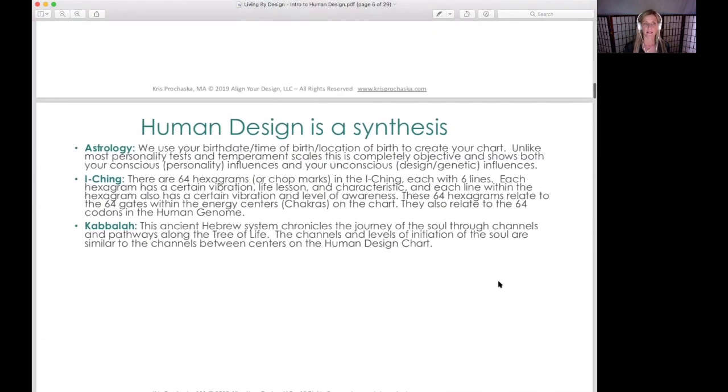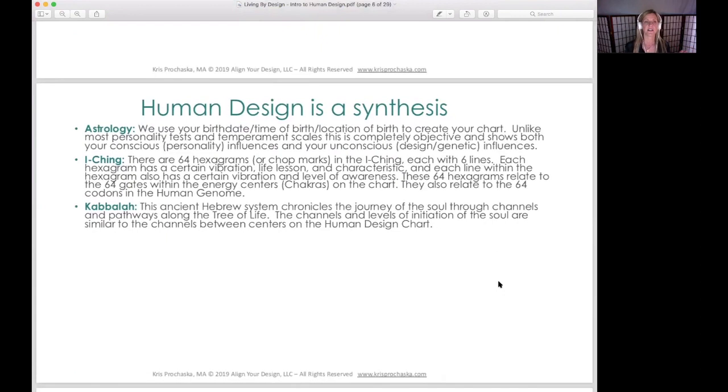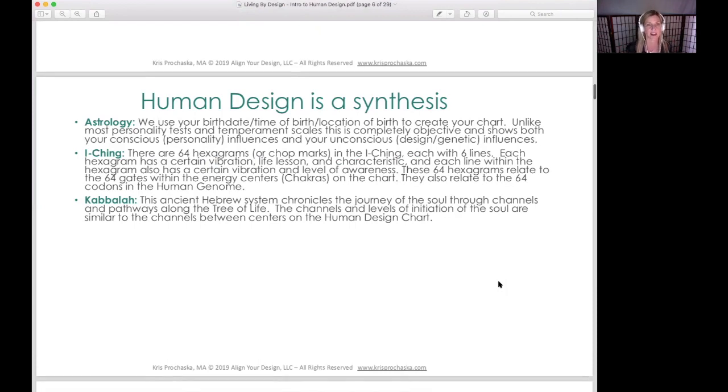We also have the Kabbalah, and this is an ancient Hebrew system that chronicles the journey of the soul through the channels and pathways along the tree of life. So the channels and levels of initiation of the soul are similar to the channels between the centers or functions on the human design chart. And if you turn the human design chart upside down, it looks very much like the tree of life in the Kabbalah.